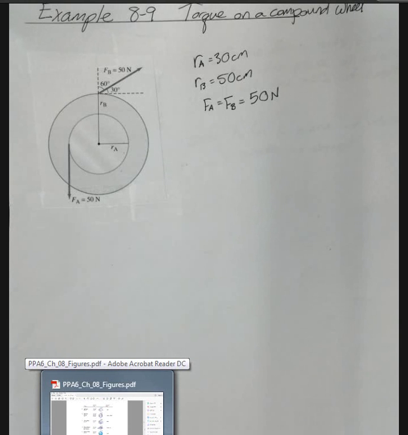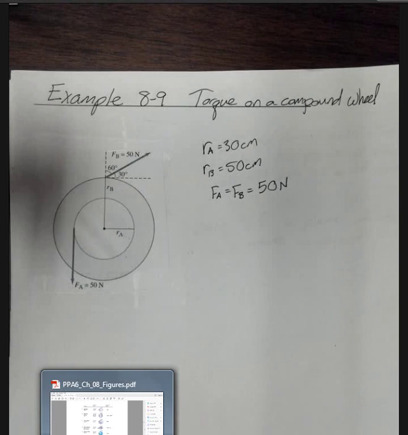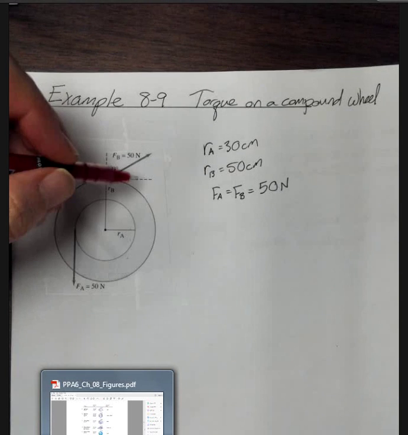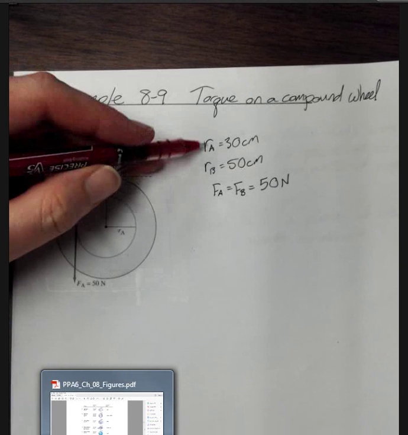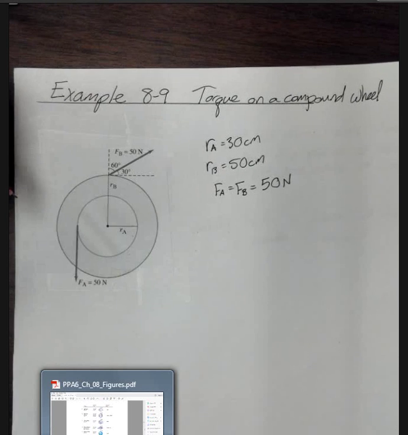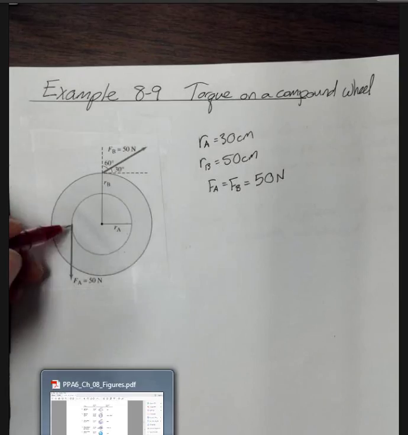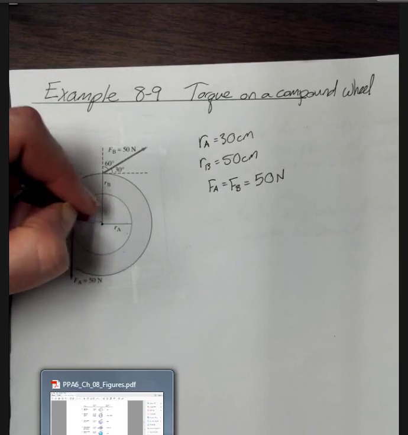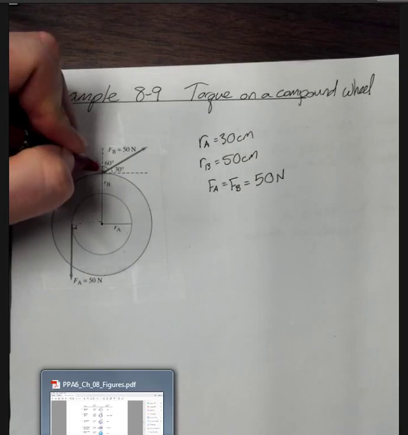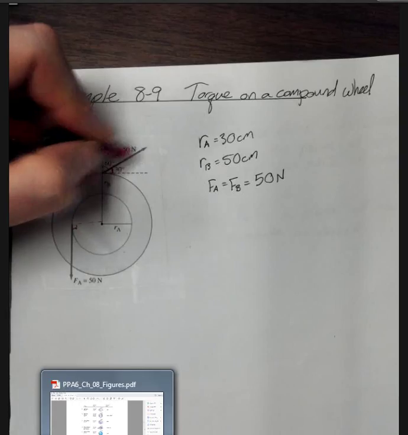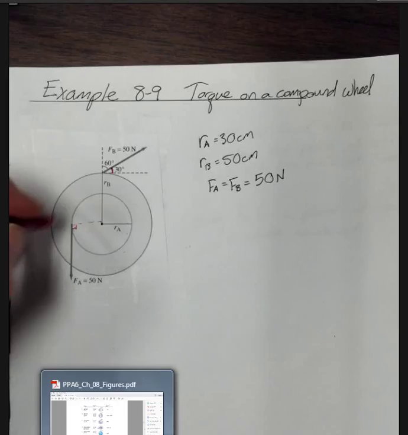Here we're looking at torque on a compound wheel. We're given that these two disks are attached to each other and both are going to cause a rotation. RA is 30 centimeters, RB is 50 centimeters. FA and FB are the same value, 50 newtons. FA is applied at a perfect 90-degree angle to the line of action, radius A. FB is actually applied at a 30-degree angle above the horizon for RB. So we're also going to need to look.